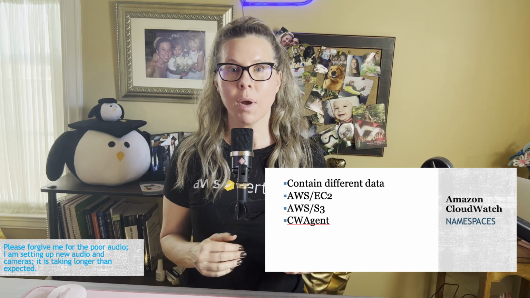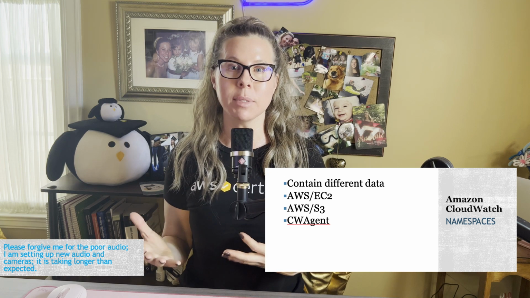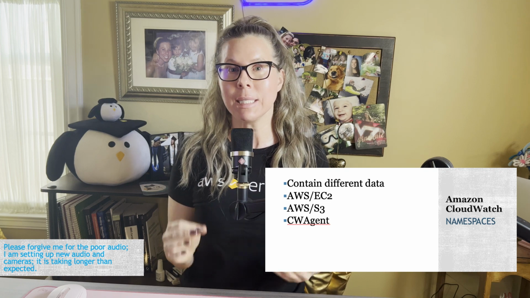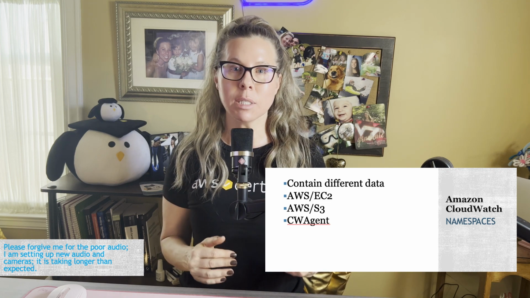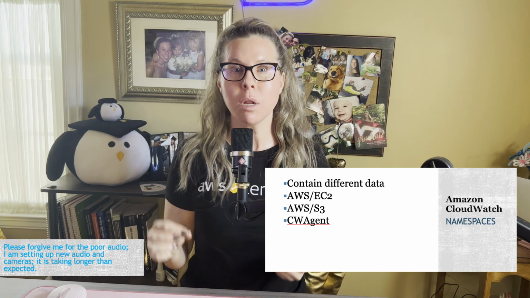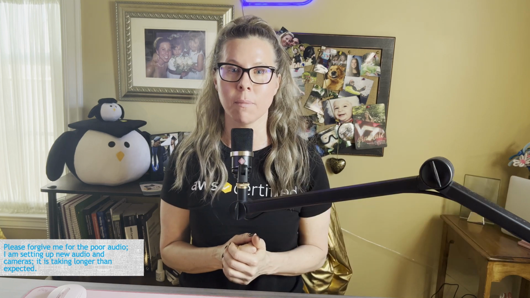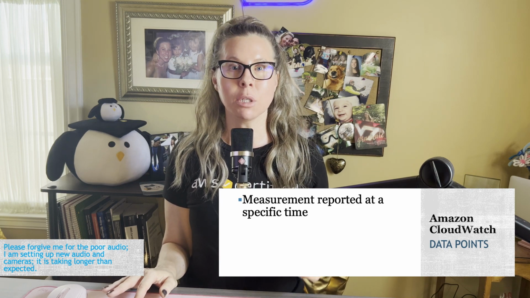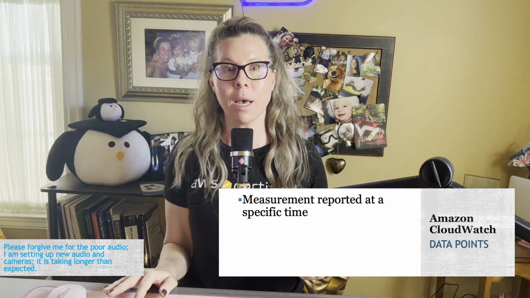For a website, we could create a namespace called the name of that website, and the default namespace for the CloudWatch agent is CWAgent, and you can specify a different namespace when you configure the agent if you want to. CloudWatch also has data points that are part of the metric. A data point is simply a measurement that is reported at a specific time.